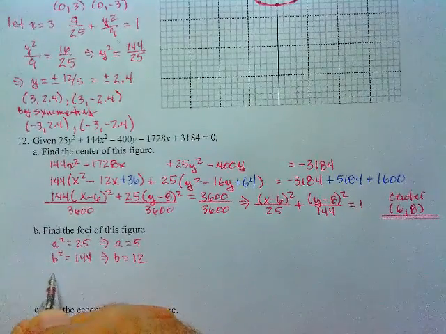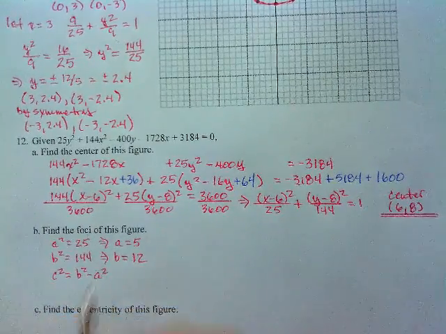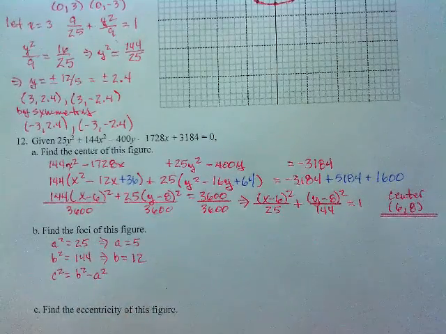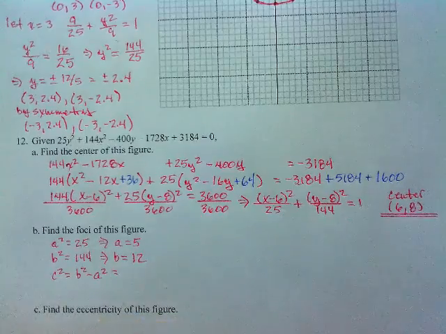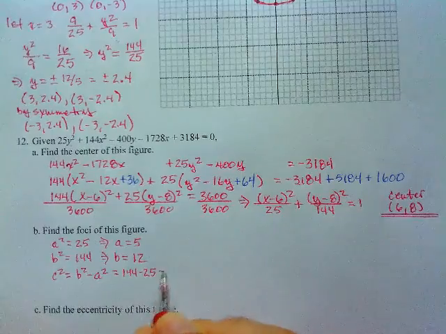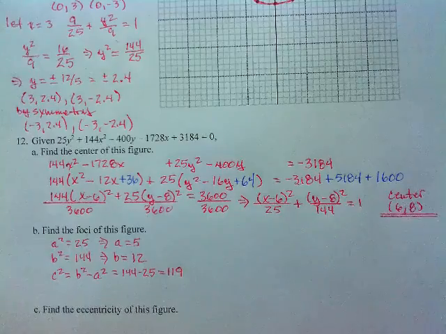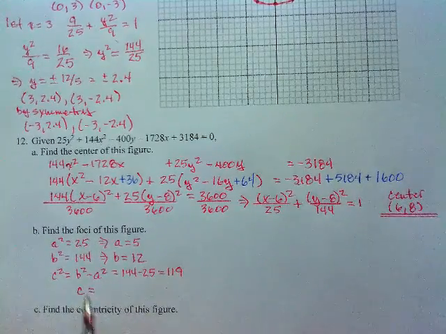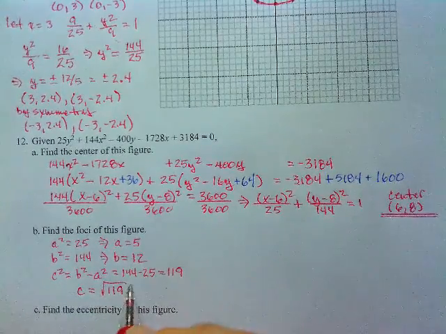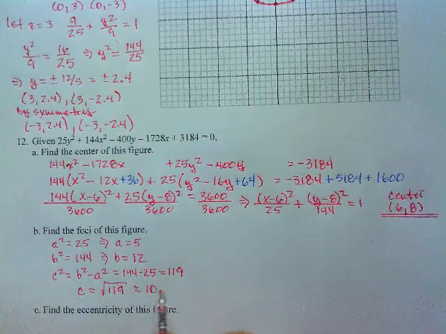Now, in this particular case, c squared is going to be b squared minus a squared. Sometimes you'll see it as a squared minus b squared. The key is you have to pick the bigger one first so that you end up with a positive. So we're going to have 144 subtract 25, which gives me 119. So basically c equals the square root of 119, which, if we were actually doing the graph, would be about 10.9.